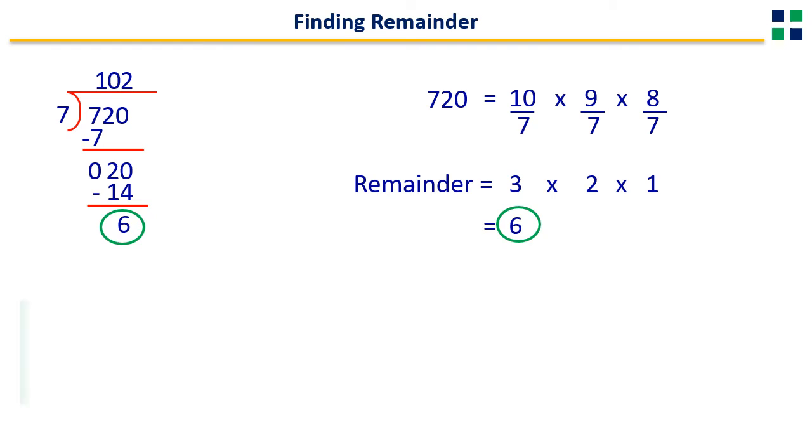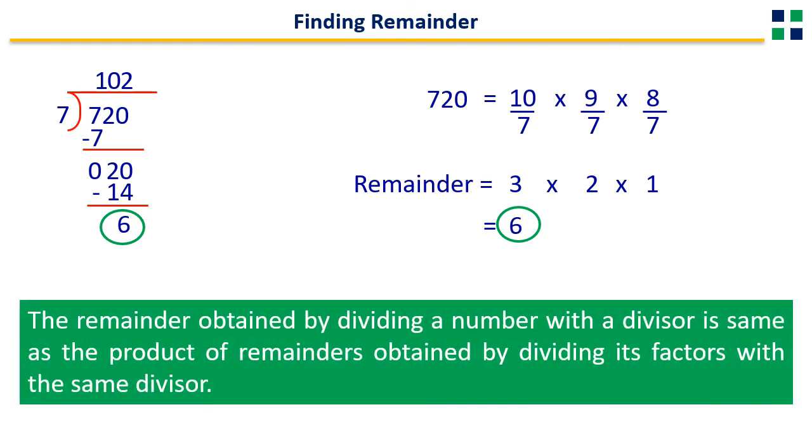From this, we can conclude that the remainder obtained by dividing a number by a divisor is the same as the product of remainders obtained by dividing its factors by the same divisor. And applying this concept in the questions, we can determine what remainder will be there at the end.